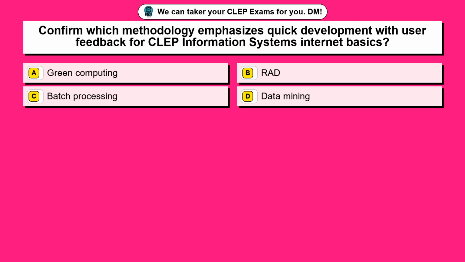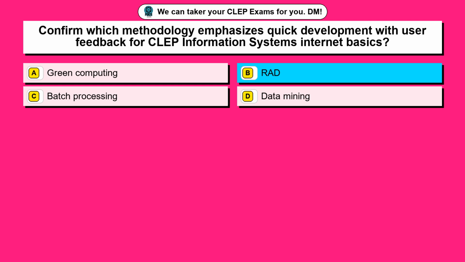Question 69. Confirm which methodology emphasizes quick development with user feedback for CLEP Information Systems Internet Basics? Option A. Green computing. Option B. RAD. Option C. Batch processing. Option D. Data mining. The correct answer is option B.